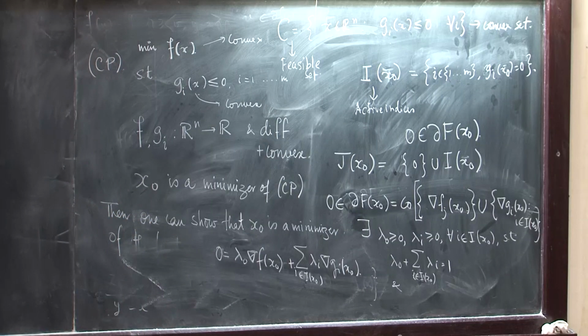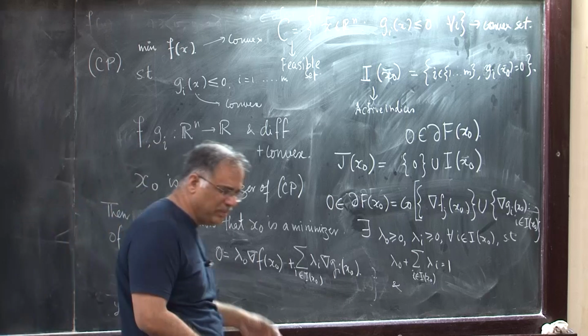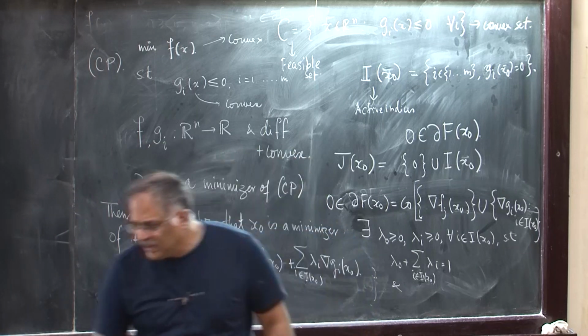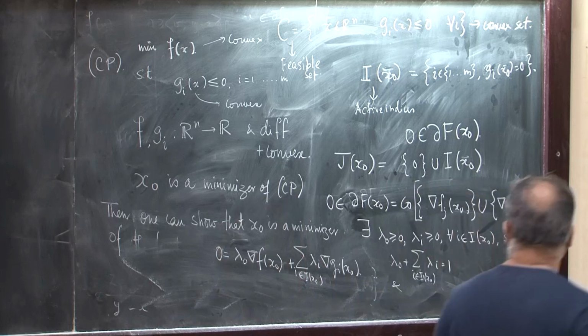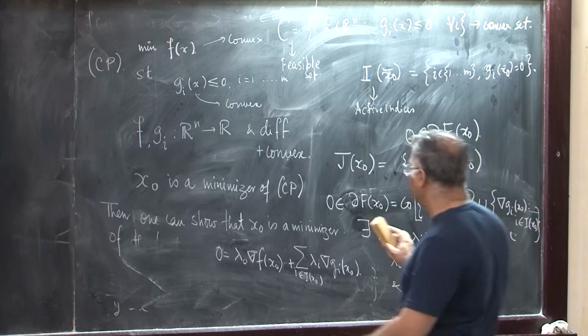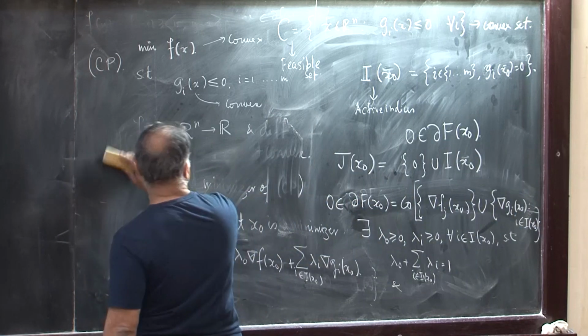So, now I can make this look slightly better by assuming that whenever i is not in I(x naught), that is, whenever i is not an active index, where g_i(x naught) is strictly less than 0, I will say that lambda_i is equal to 0 at that point.